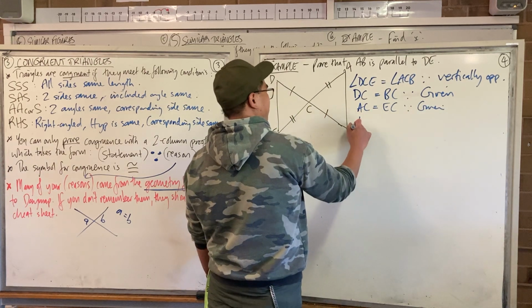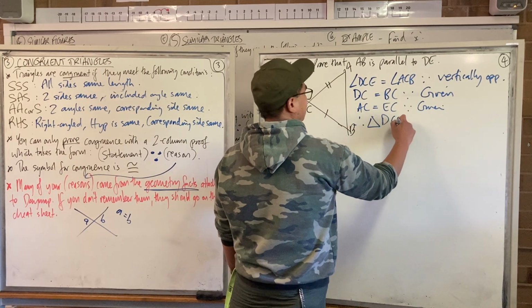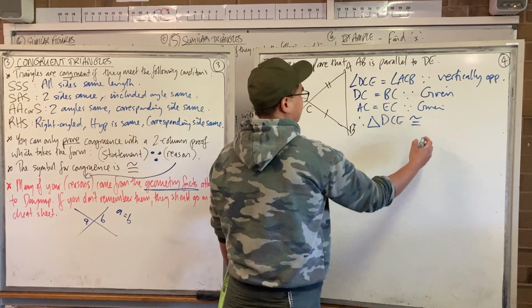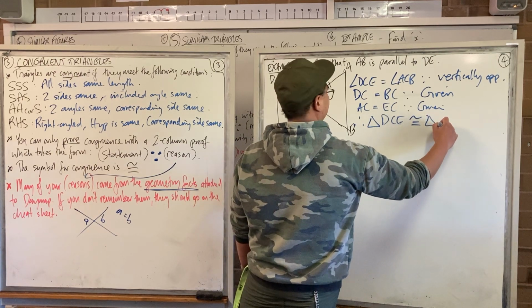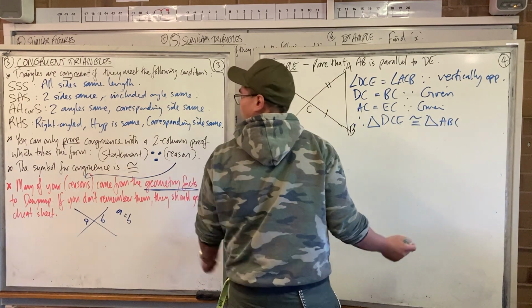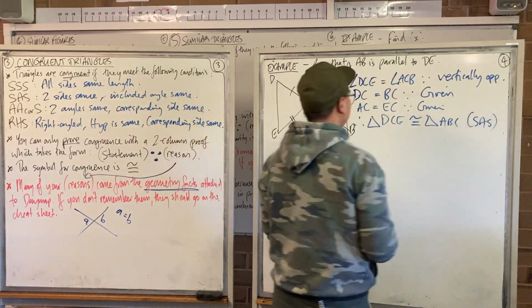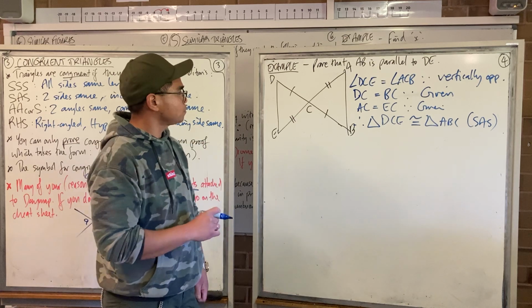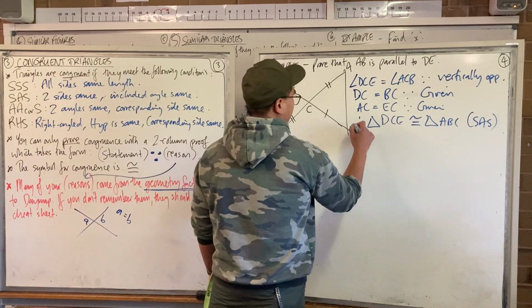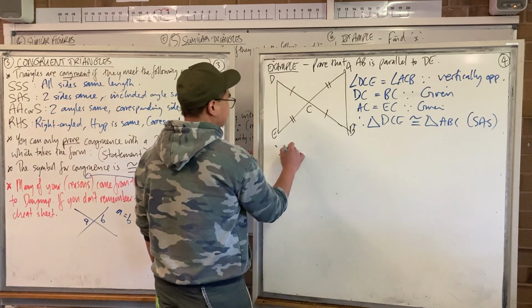What do I say now? Therefore, triangle DCE is congruent to triangle ABC. Why? What reason did you use? You told me the side angle side. Because they're congruent. Because, so now you can say something like because congruent.